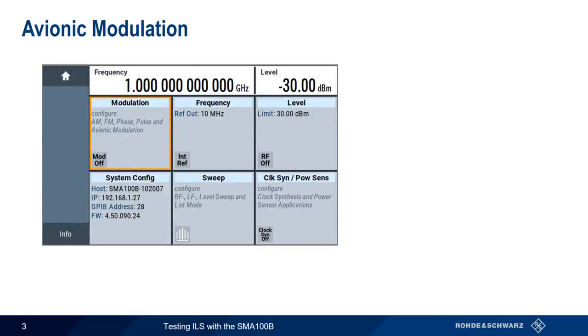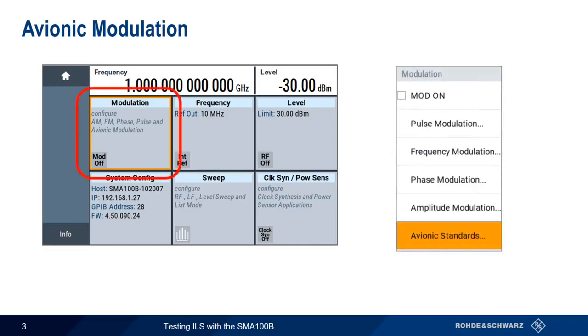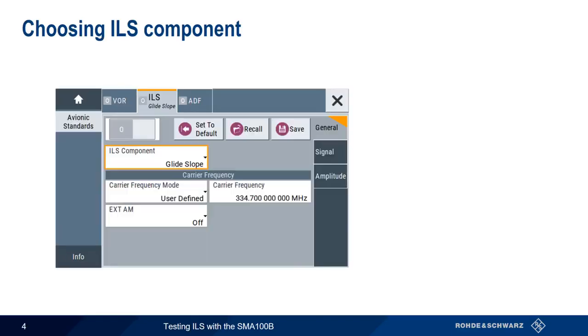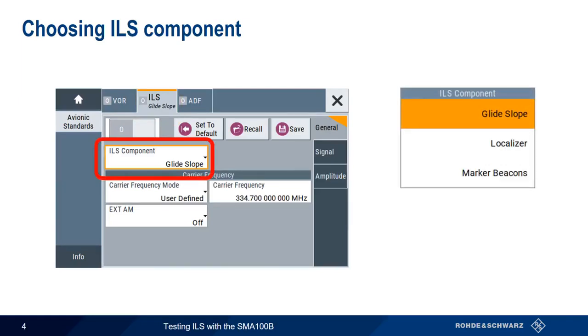To access the different avionics modulation types on the SMA100B, including ILS, first select the modulation tile, then choose Avionics Standards from the list of available modulation types. Configuration for all three ILS components is found under the ILS tab. In the General tab, you can select the ILS component you wish to generate, Glideslope, Localizer, or Marker Beacon. Remember that the SMA generates only one of these signals at a time. When you finish configuring the ILS signal parameters, don't forget to enable the modulation as well.